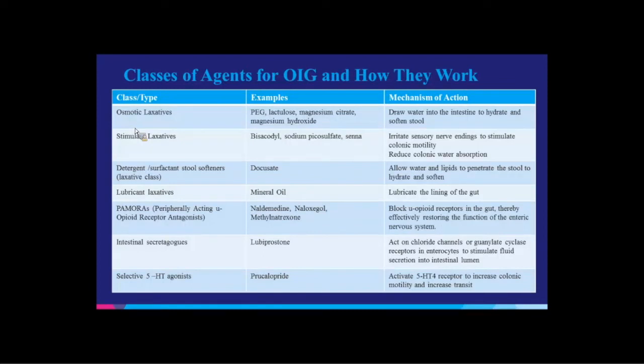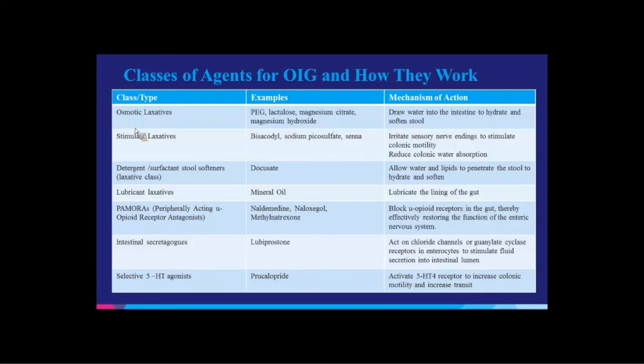Detergents, stool softeners like DocuSafe. I know around here that's a dirty word, but it still makes it onto the AGA's little chart. Lubricant laxatives, mineral oils, like sort of our big one. Then there's what they call the PMORAs, the peripheral acting mu opioid receptor antagonists. There are 3 of them. They all block the mu receptors in the gut, thereby restoring function.